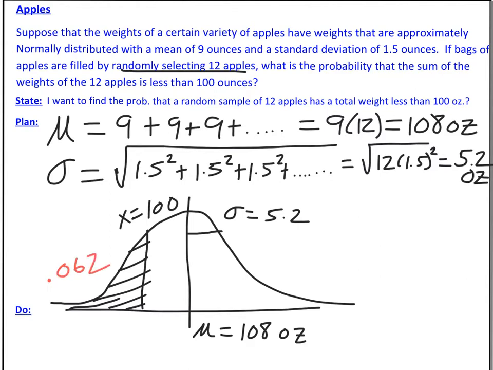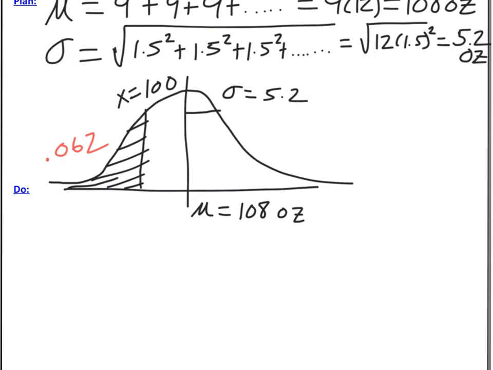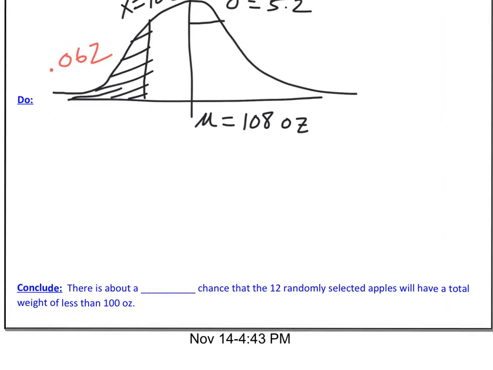You should get something right around 0.062, or about a 6% chance that our bag of 12 will weigh less than 100 ounces, right? And there's your interpretation for it. About a 0.062 chance that 12 randomly selected apples will have a total weight, right?